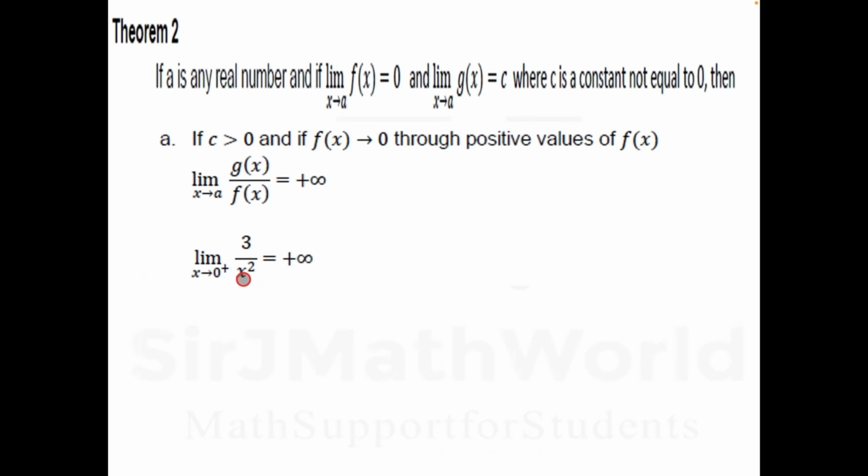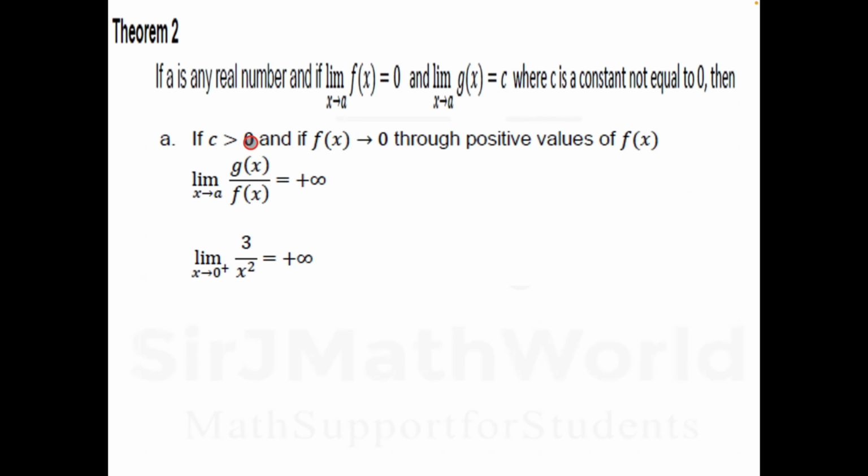Example natin dito is, we have here 3 over x squared. We have x approaches 0 positive. So, palitan natin 'to ng 0. So, magkakaroon tayo dito ng 3 over, ang 0 squared ay still 0. So, therefore, this will be 3 over 0. So, ang 3 over 0 natin is equal to positive infinity. Kasi, your c is greater than 0.